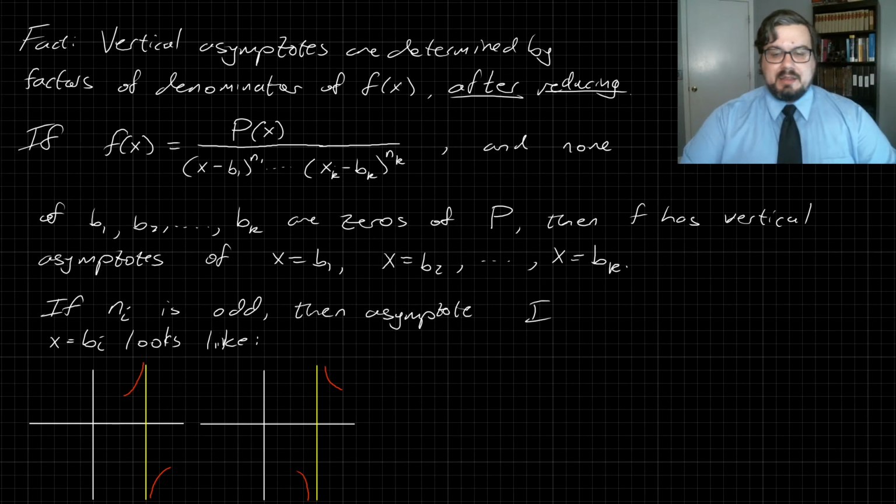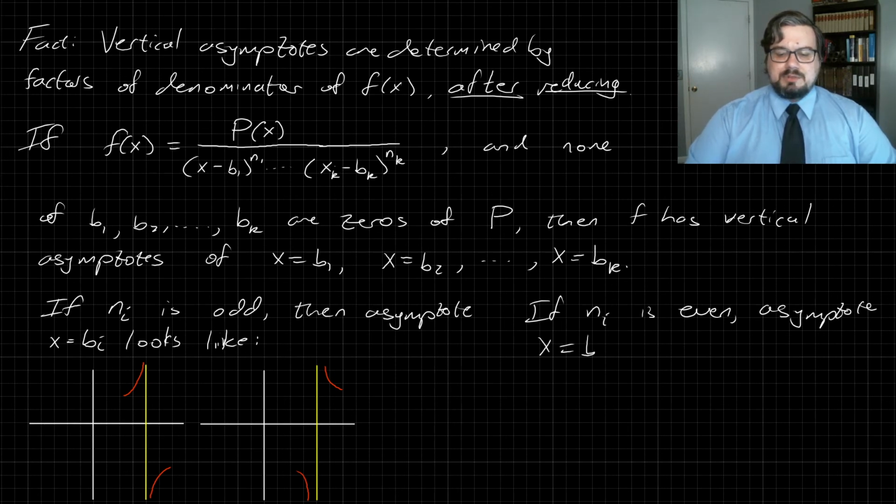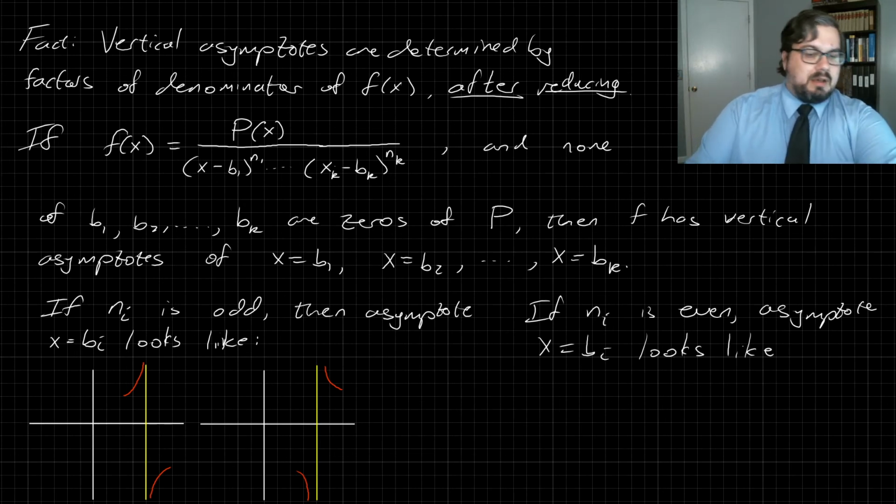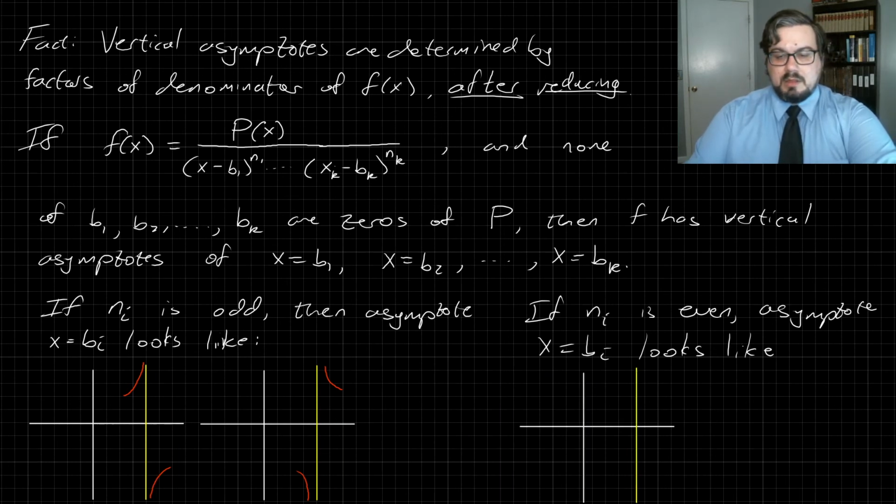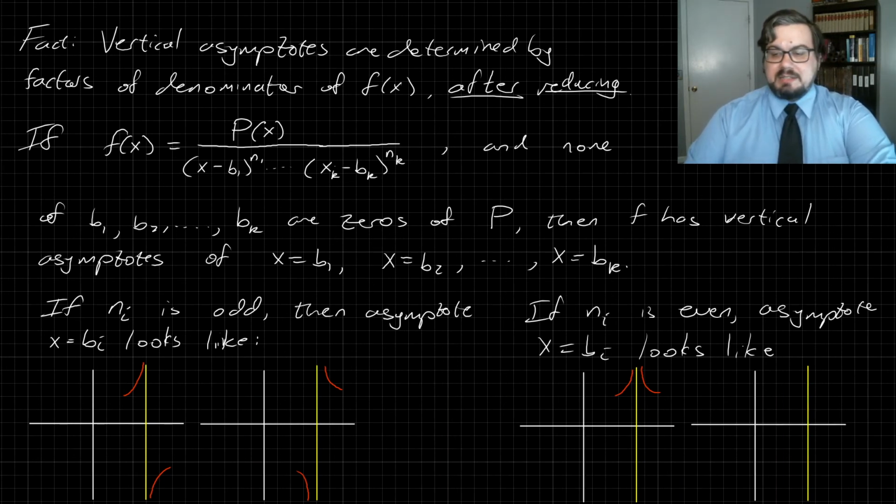And then if the ni is even, the asymptote x equals bi looks like one of the following. It'll either have the function going up towards infinity on both sides of the asymptote, or it'll have the function going down towards negative infinity on both sides of the asymptote.